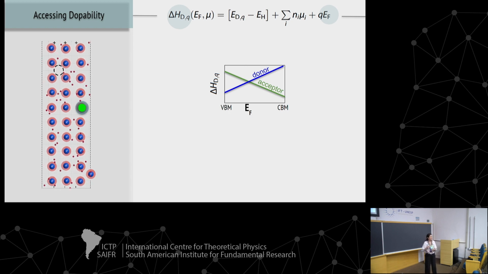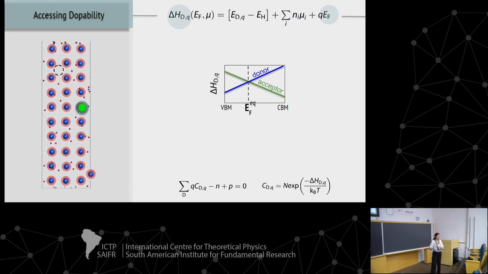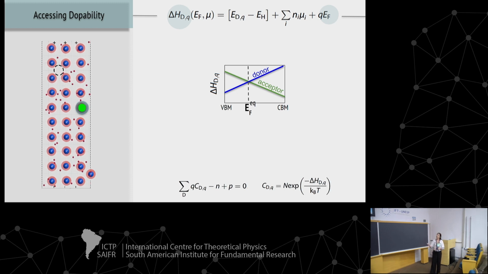So acceptors will have negative slopes in this plot, and donors will have positive slopes. We put all of this information in these defect diagrams, and then we can extract important and relevant information. One of them is the position of the equilibrium Fermi energy, which will tell us if the material is intrinsic, p-type, or n-type, for instance. And we can obtain this equilibrium Fermi energy from the charge neutrality condition. n and p are the free electrons and holes in the system. When we set the equilibrium Fermi energy, we have well-defined formation energies for the different defects.